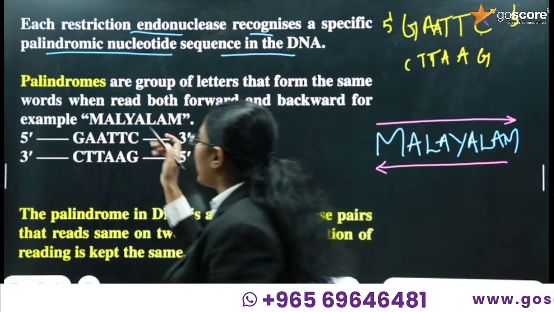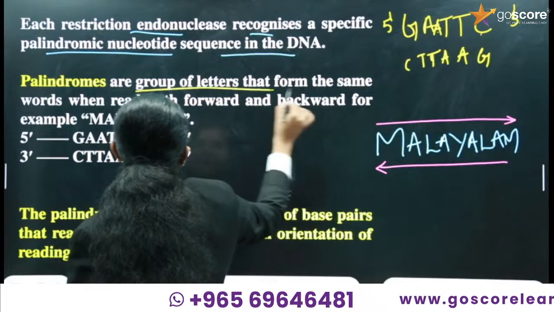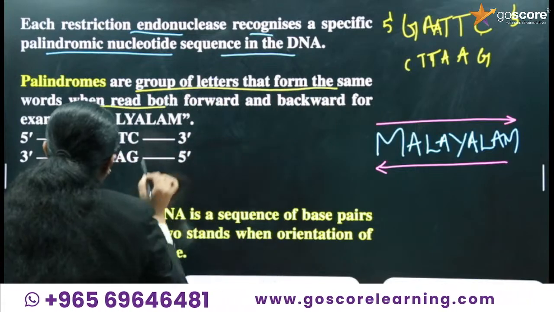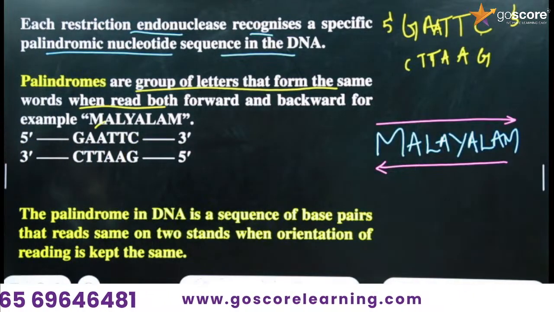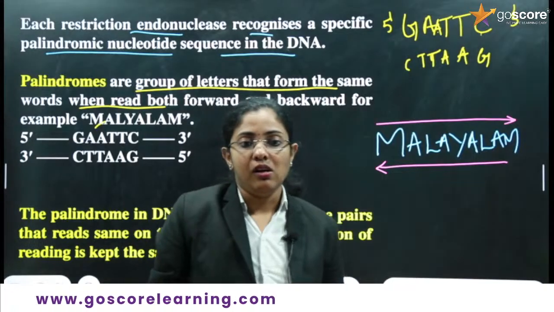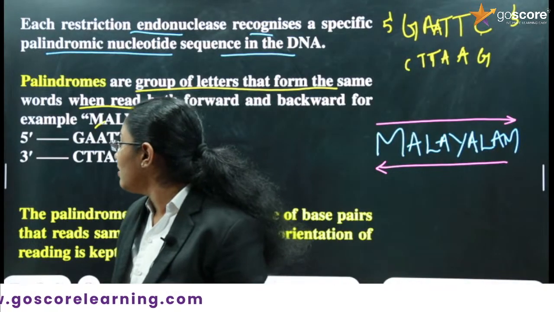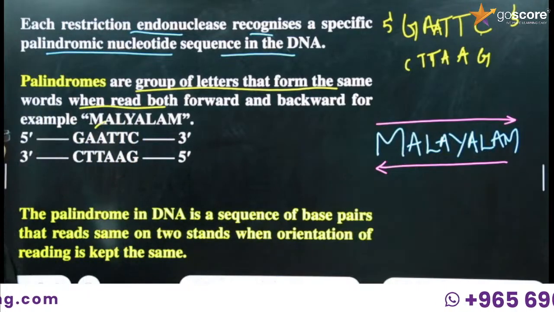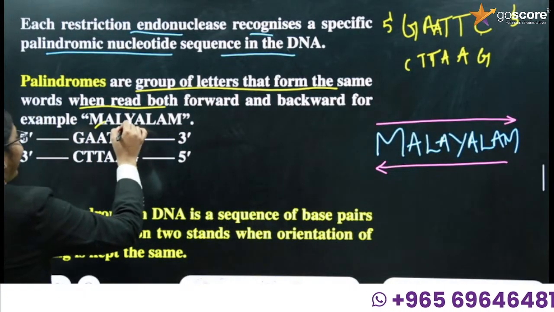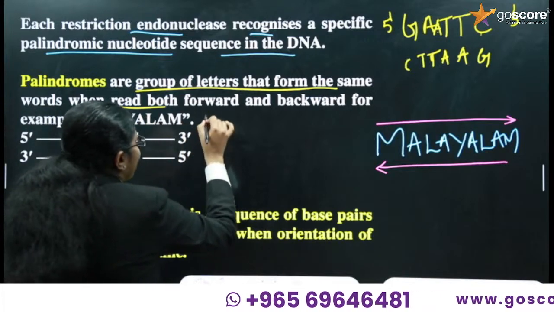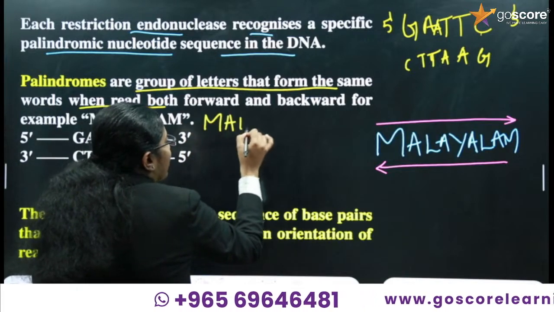Okay, so we can say palindrome sequences are the group of letters that form the same words when read in both forward and backward direction. The example is Malayalam, as I have told before. Here, in the case of Malayalam, it is Malayalam. So, my dear students, it is actually Malayalam, okay?